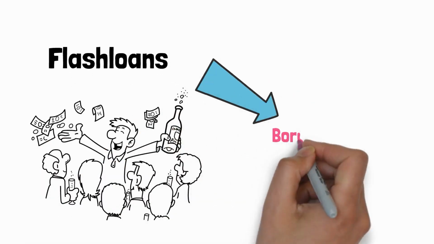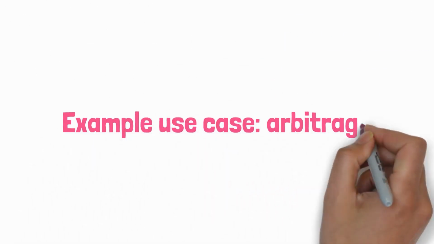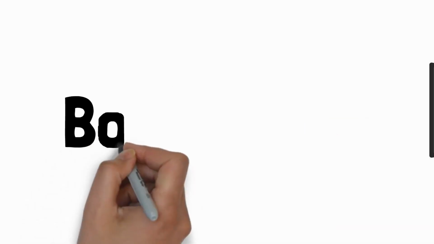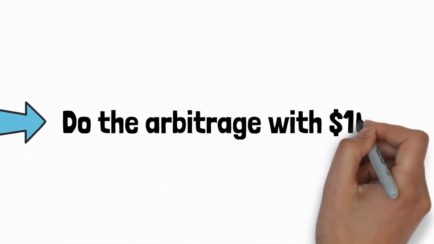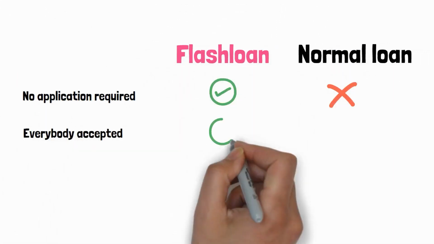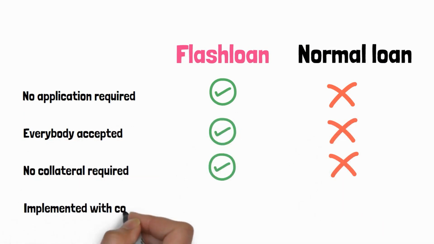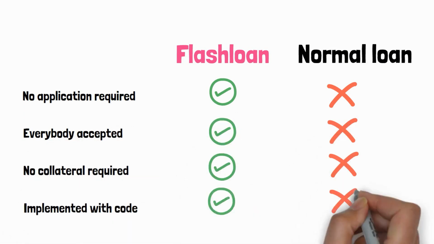Flash loans allow you to make your MEV trading bots way more profitable. With a flash loan, you can borrow money on the blockchain. For example, if you want to do arbitrage, with a flash loan, you can get the capital to get way more leverage. Instead of doing an arbitrage of $10,000, you could do an arbitrage with $1 million. A flash loan is very different from a traditional loan. There is no application process. Everybody can borrow money with a flash loan. There is zero collateral required, and it works entirely with code. I know it sounds crazy.